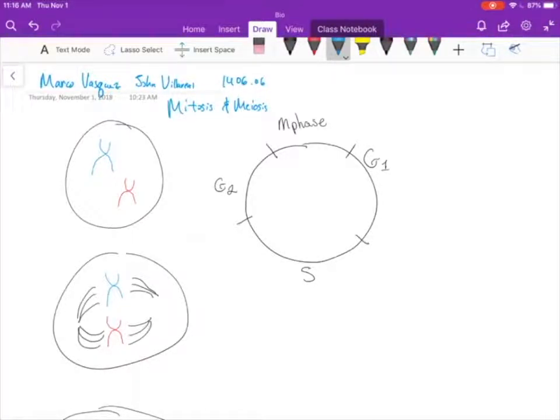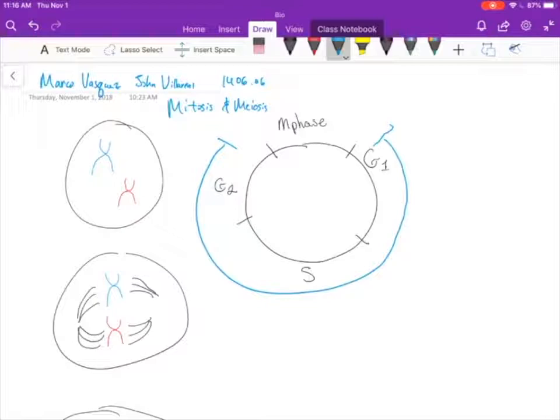In G1, the cell is growing a little larger, preparing its membrane to divide. In S phase, the structures are being duplicated, and in G2, the DNA is condensing and waiting for its signal to start being aligned. All of this is interphase.